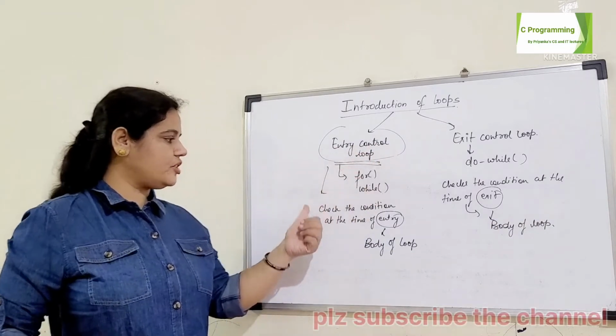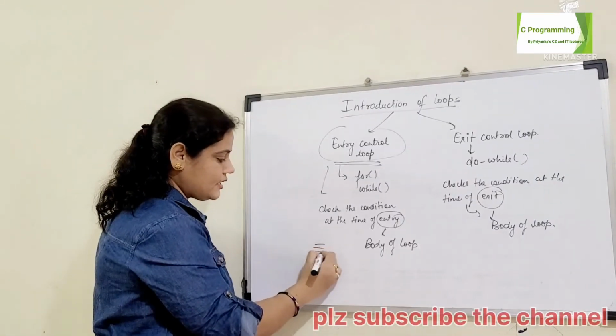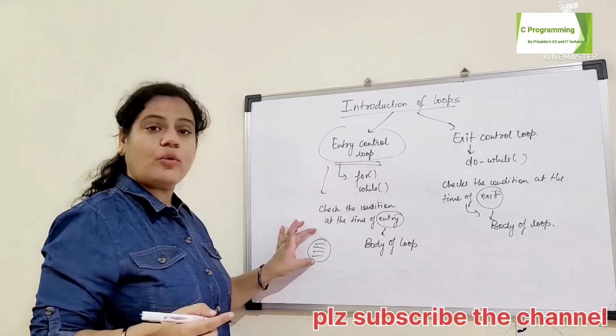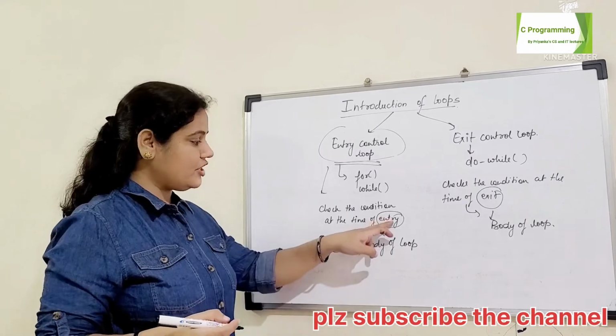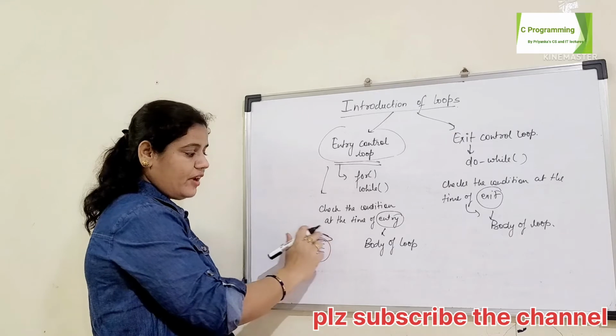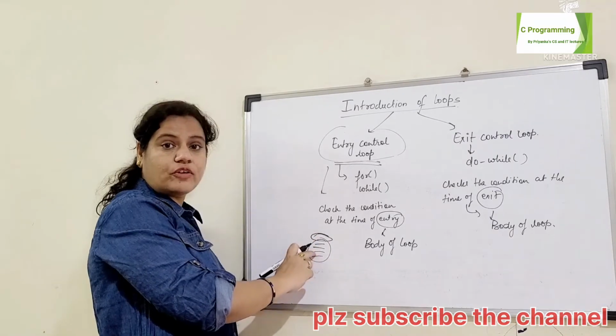Entry control loop checks the condition at the time of entry. Suppose these are the set of instructions which I want to execute more than one time. This is called the body of loop. And entry control loop means at the time of entry, it will check whether the condition is true or false. If it is true, then it will go inside the body of loop, otherwise not.